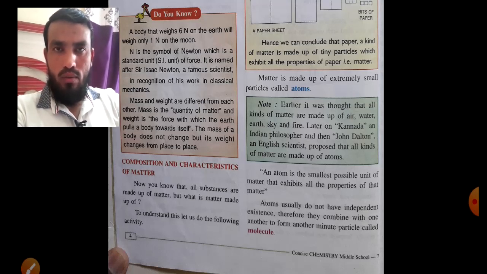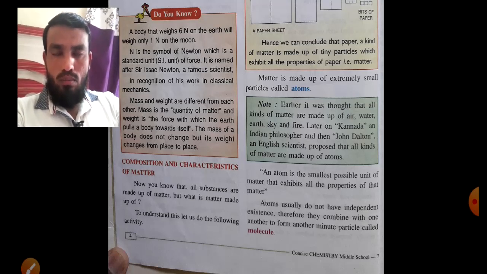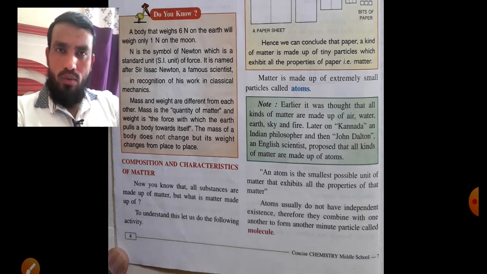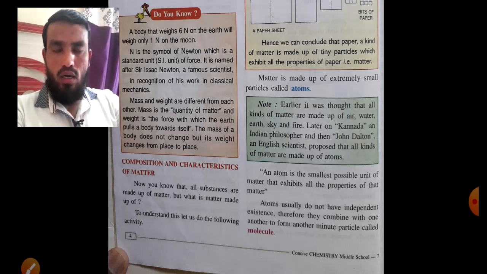The material in our body will be the same whether I am standing on the earth or on the moon. Whatever mass is present in my body, the mass of my muscles, bones or blood, it will be the same when I am standing on the earth or on the moon. It will not reduce, but the force of gravitation changes, because the earth has more force of gravitation as compared to the moon.